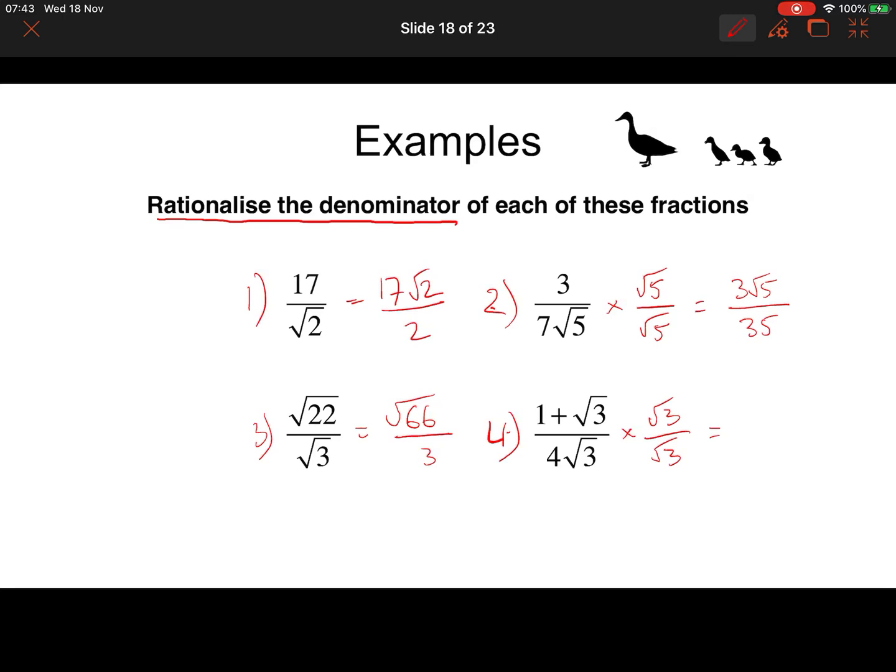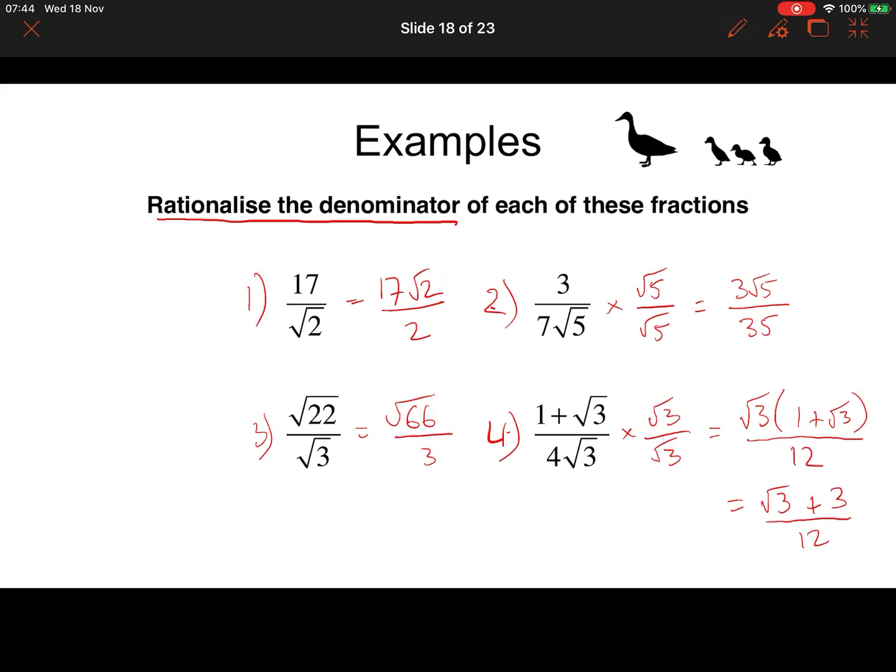And to do the numerator, I must use a bracket. So root 3 times 1 plus root 3, just the same as algebra, divided by 4 root 3 times root 3. Well, root 3 times root 3 is 3, 4 times 3 is 12. Okay, and now I can expand the bracket if I want to. Root 3 plus 3 over 12 is my final answer. Okay, that's as simple as we can make it because you can't simplify root 3.